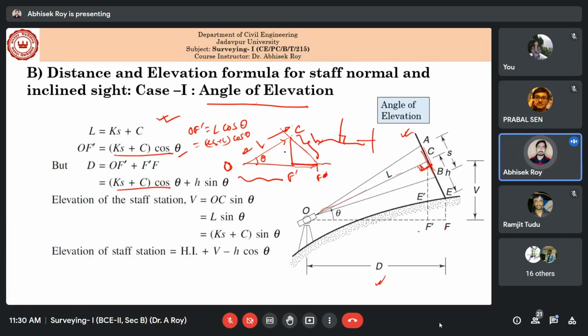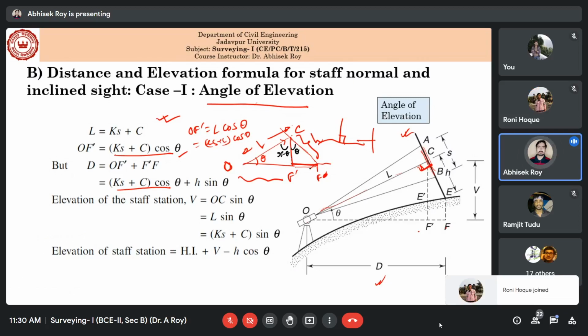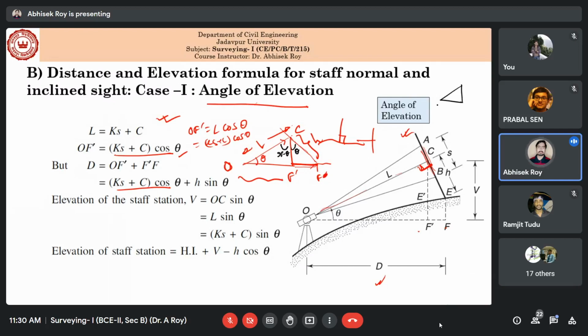If this is theta, this is 90 degree, this will be 90 degree minus theta. Right? And if this is 90 degree, then this will be theta. So if this is theta, in this CF F dash triangle, where this is 90 degree and this is theta, you know the H, that is basically CF.